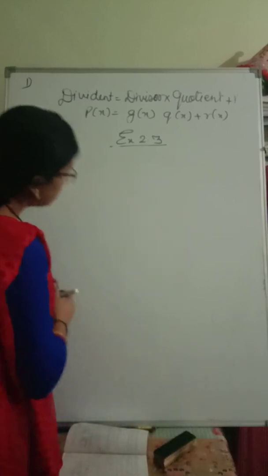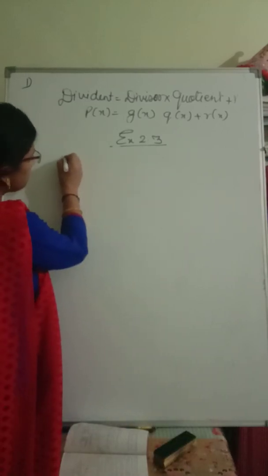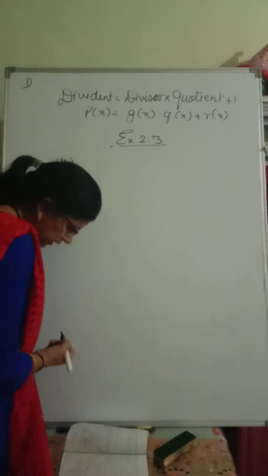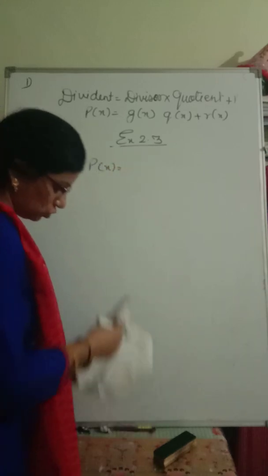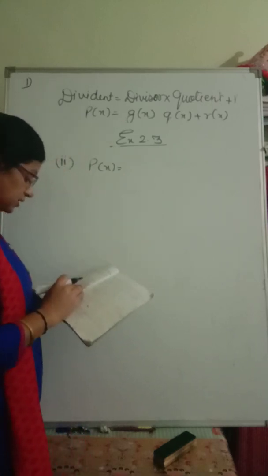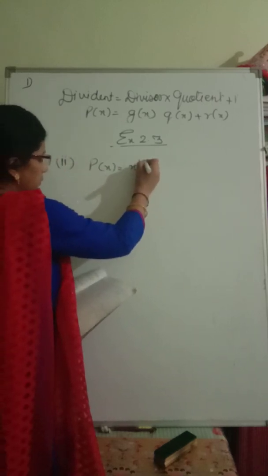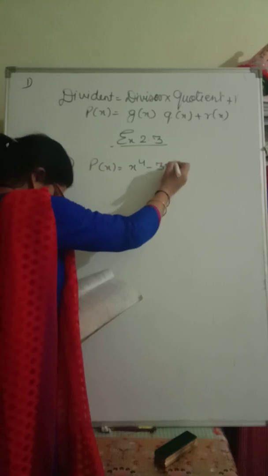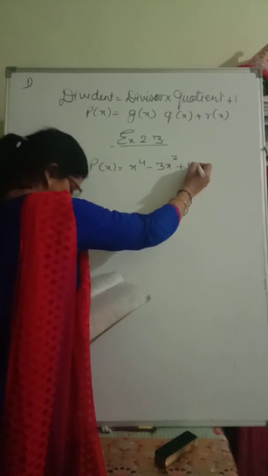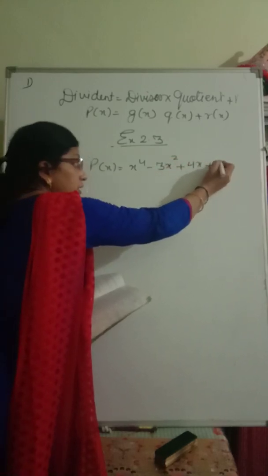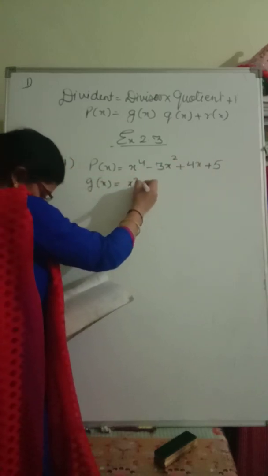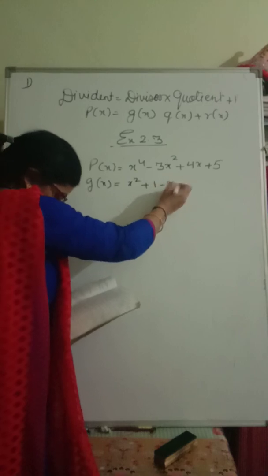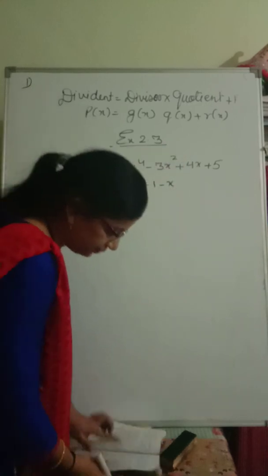Okay. Second part. Let us come to second part. What is this? P(x), the polynomial of x, is equal to x to the power 4 minus 3x square plus 4x plus 5, and g(x) is equal to x square plus 1 minus x. Okay, this is our question.